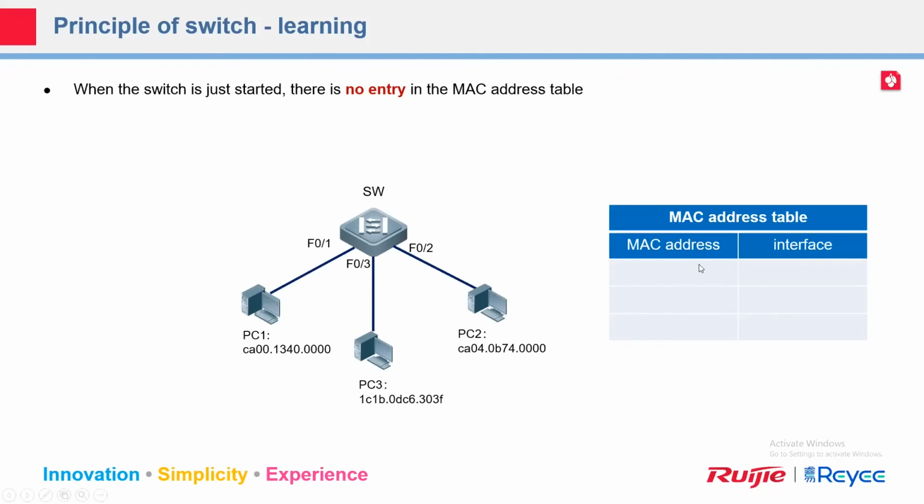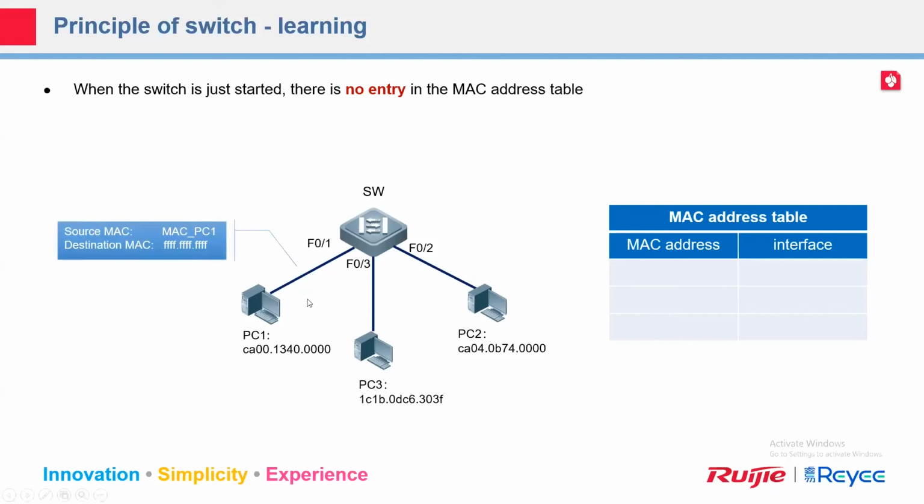On the table, we have 2 parameters. The first one is the MAC address. The second one is the interface. The MAC address we add from the source MAC address, and the interface is the receiving port. So these 2 parameters are very important. So this is the first time, with no entries.